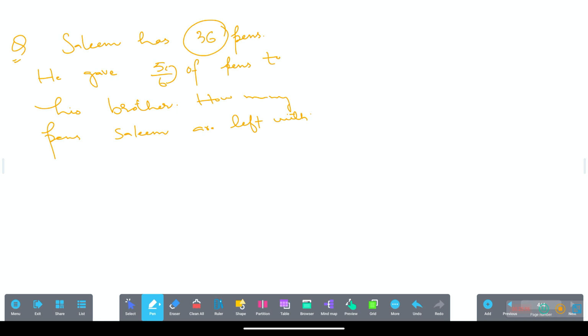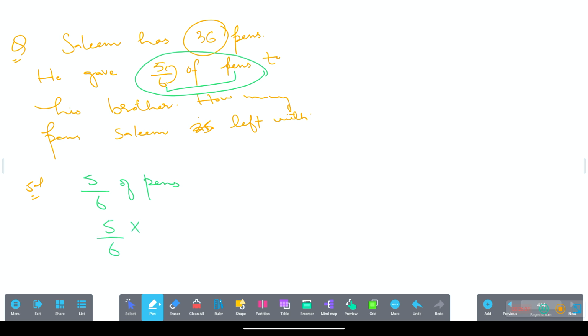Now that means he already distributed some pens to his brother. Now you have to tell how many pens Salim is left with. So, the solution. Actually, why I am showing you this question is because I need to make you understand how we are using the word of here. 5 by 6 of pens. See, I am focusing on this part. That's very important. 5 by 6 of pens given to the brother. Now 5 by 6 of means into pens.